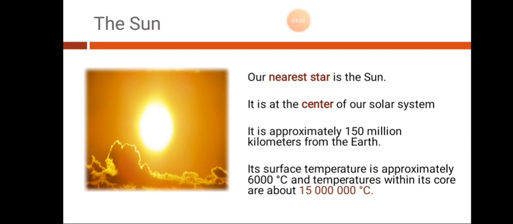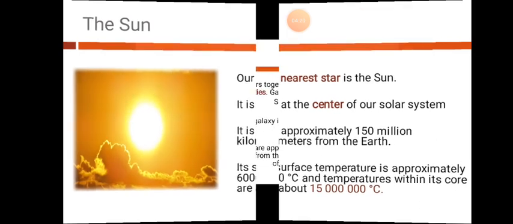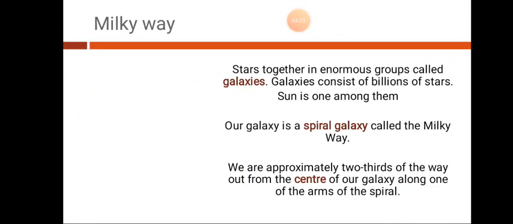So, see, like the sun, there are numerous stars out there, and they are in groups. A group of stars together is called a galaxy. Most of these things you might be knowing already. So a galaxy is a group of billions of stars, and our galaxy which we are in is known as the Milky Way. Okay, and it's a spiral galaxy.